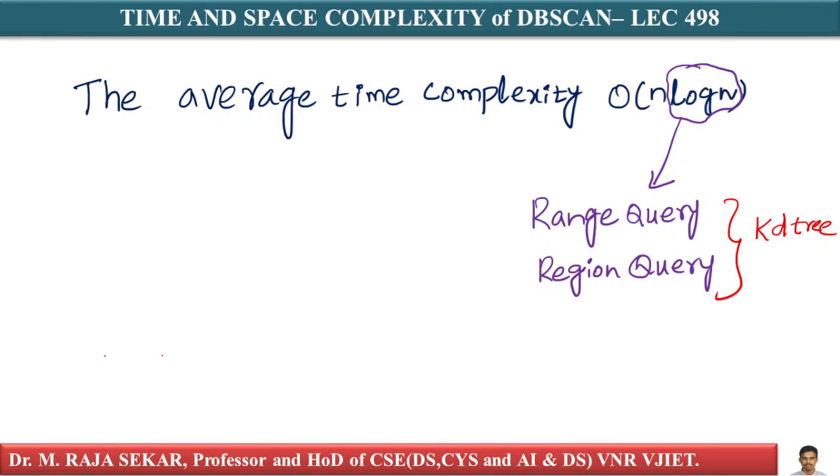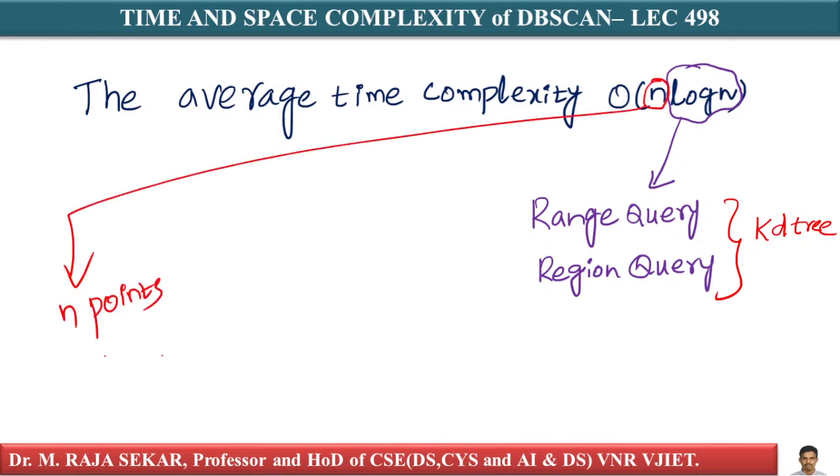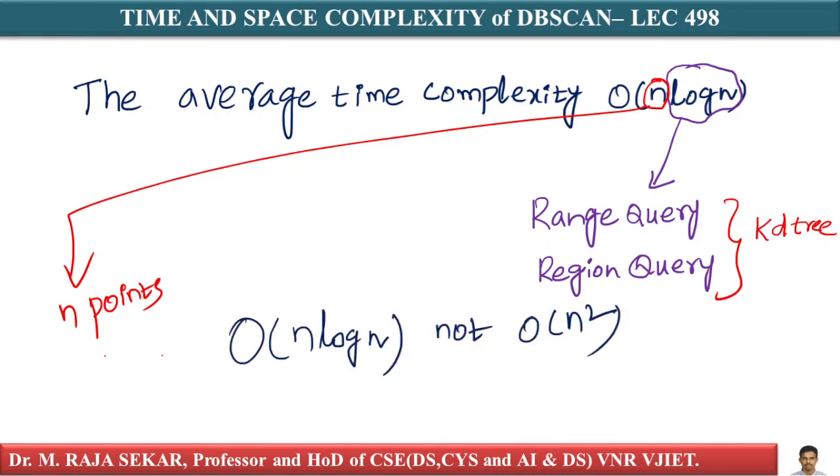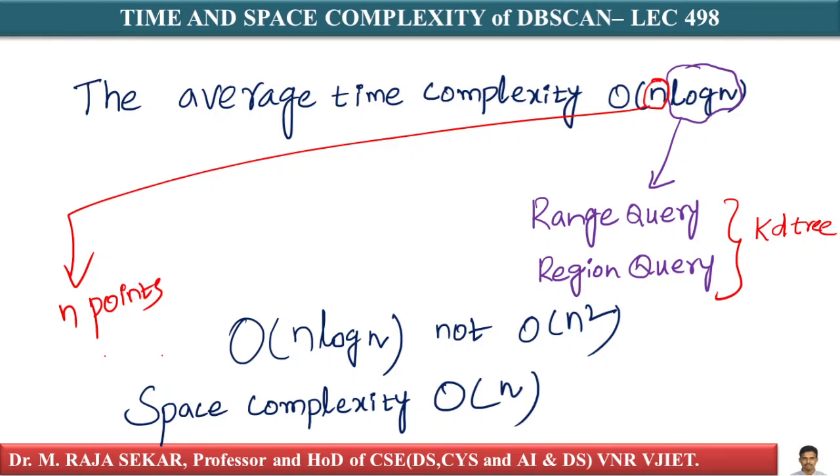What happens is you have at most n points. You only call your range queries at most n times, no more than that, isn't it? So in general, you can assume that your time complexity is roughly order of n log n, which is fairly decent and is not like order of n square. And if you look at the space complexity, it is still order of n, isn't it?